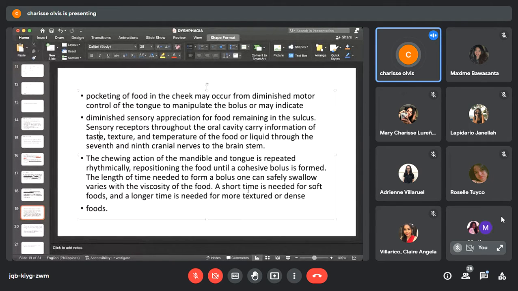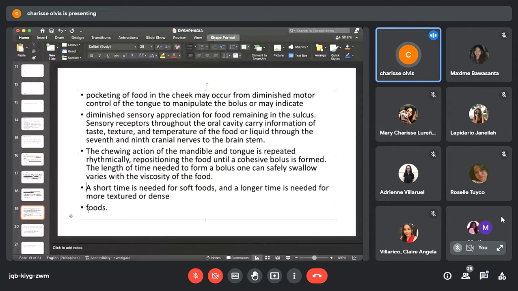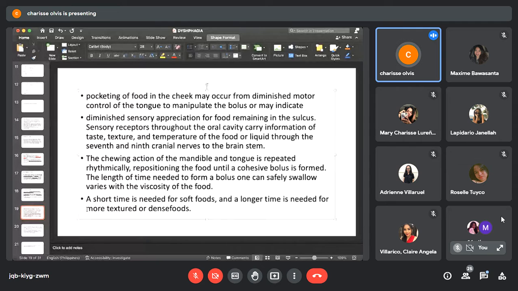The chewing action of the mandible and the tongue is repeated rhythmically, repositioning the food until a cohesive bolus is formed. Okay? The length of time needed to form a bolus one can safely swallow varies with the viscosity of the food. So a short time is needed for soft foods and a longer time is needed for more textured or dense foods. Clear? For example, meat. Of course, it takes longer to chew compared to just a lugaw or a soup. Okay?